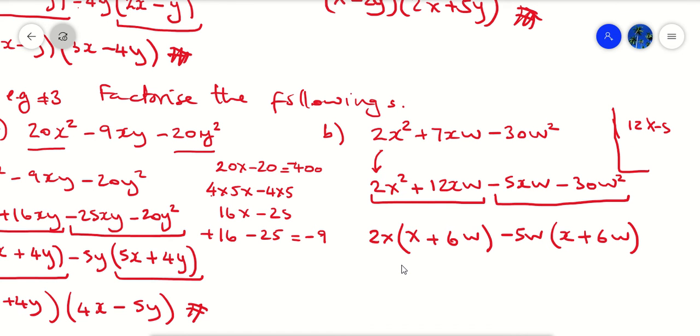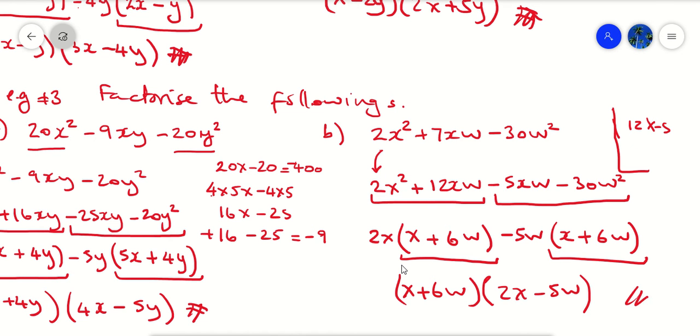Right, look at it, this bracket is exactly the same as that bracket. You just write that one outside, once I got x plus 6w, and then what will be left on this term is the bracket 2x minus 5w, and that will be the end of this example.